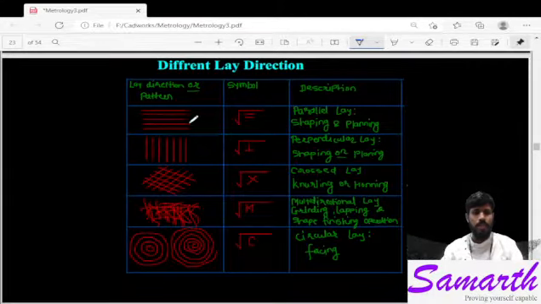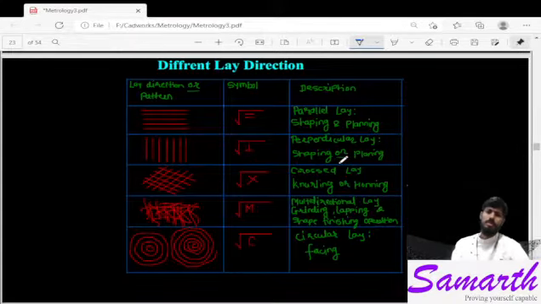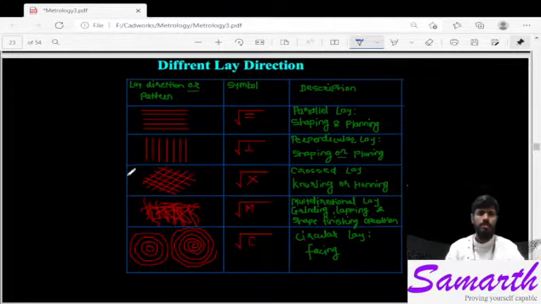If parallel horizontal lines are there, it is called parallel lay. It is seen in shaping and planing operations. Whereas if vertical parallel lines are there, it is called perpendicular lay. It is also seen in shaping and planing operations.